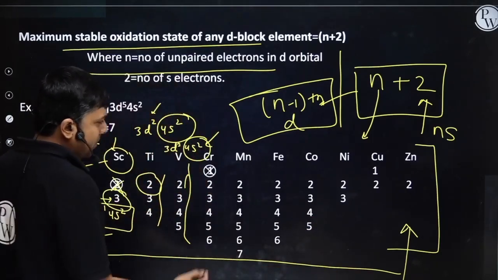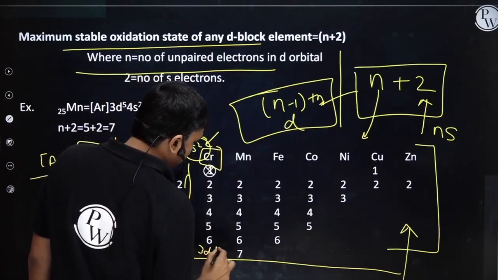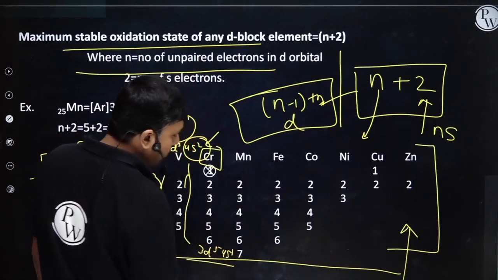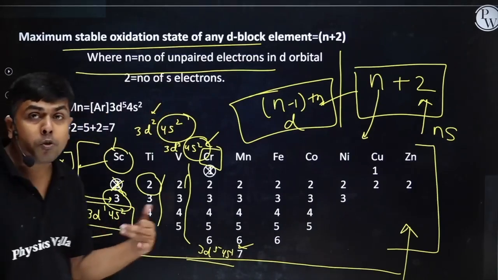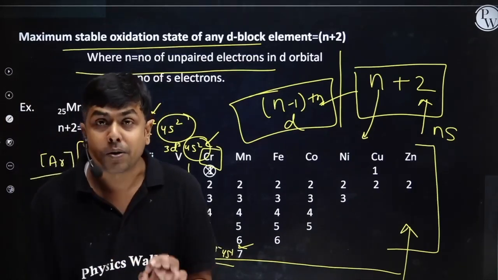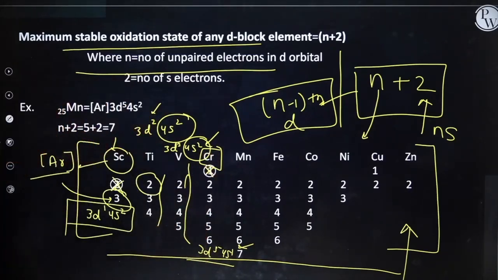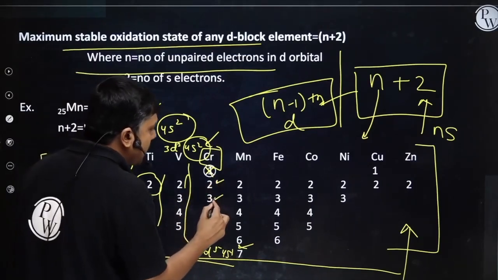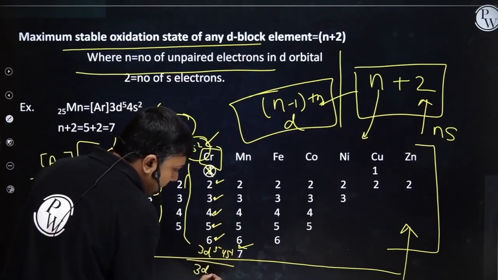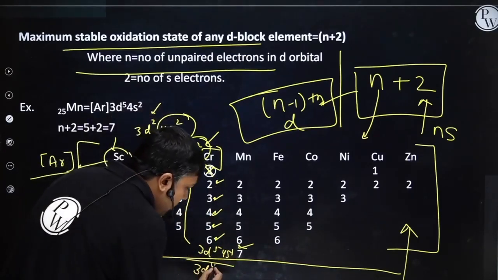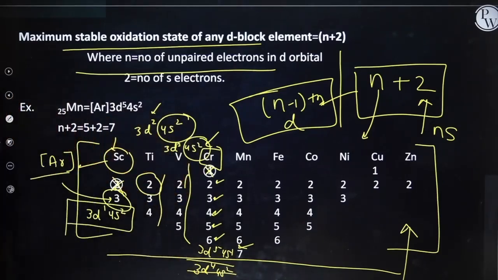Next, chromium. Student, this one is important. We write 3d5 4s1, right? Now you will say, sir, I can remove this one electron from here, so it can also exhibit the oxidation state of plus 1. But chromium does not show the oxidation state of plus 1. Chromium exhibits the oxidation states of plus 2, plus 3, plus 4, plus 5, and plus 6. That is basically because here we adopt this configuration 3d4 4s2. Am I clear, students?